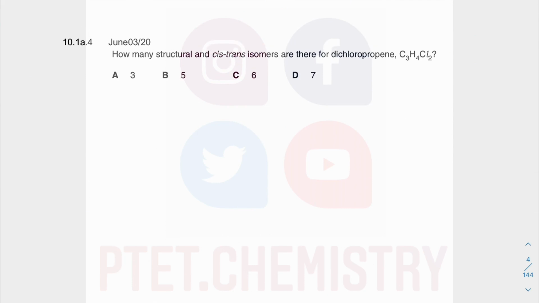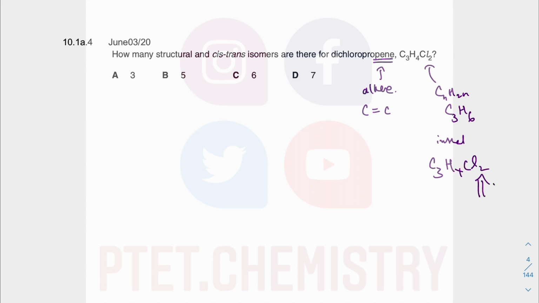So this is the kind of question where we need to draw out the possible isomers again. But here you can tell it's an alkene. Alkene means you have a carbon-carbon double bond, unsaturation. So you would expect CnH2n, if it is just hydrocarbon, to be C3H6, but instead you have C3H4Cl2. So 2 of the chlorine have substituted 2 of the hydrogen. All right. So you got to consider structural and also cis and trans.